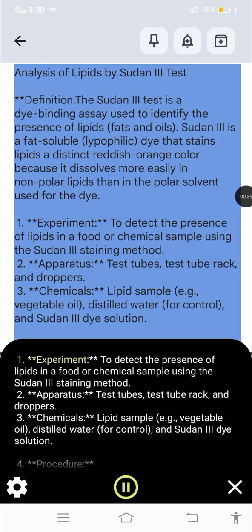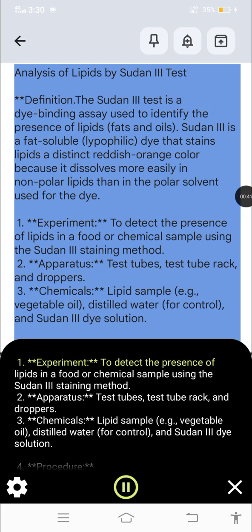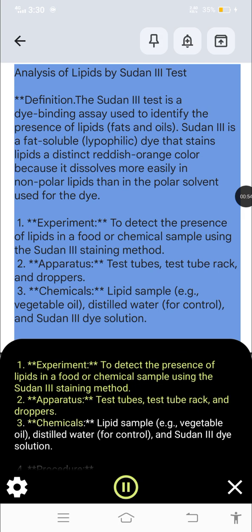1. Experiment. To detect the presence of lipids in a food or chemical sample using the Sudan 3 staining method. 2. Apparatus. Test tubes, test tube rack, and droppers. 3. Chemicals. Lipid sample, e.g., vegetable oil, distilled water for control, and Sudan 3 dye solution.